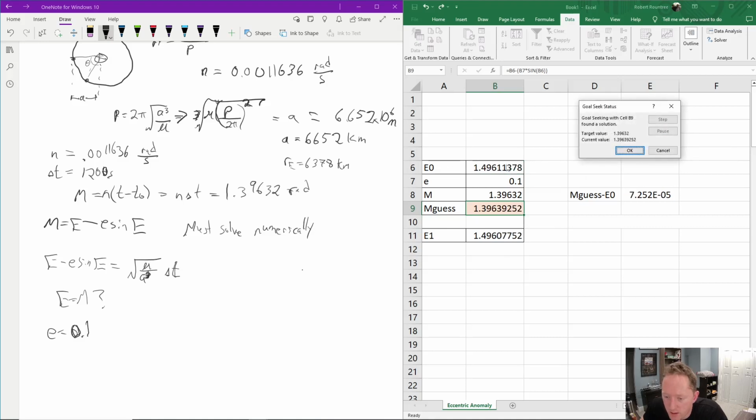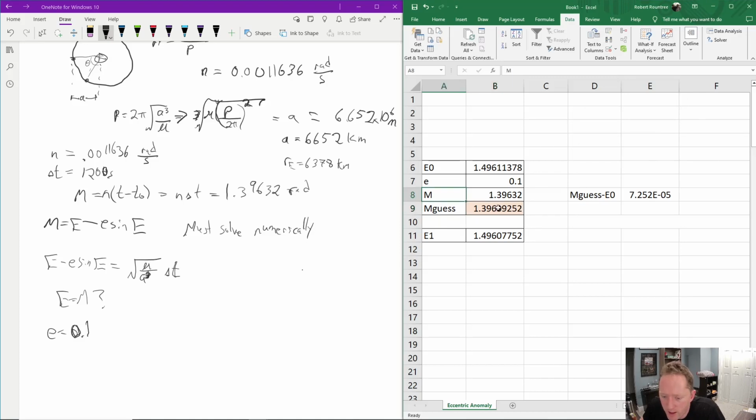All right, we got the solution. Pretty good solution. Yeah, it's off by, I don't know, maybe the 10,000th place. So you could manually get it closer at this point if you wanted to, but this is pretty good. So it came up with an E of 1.49611. And yeah, that's pretty much that. So that will give you your E, and from there you can go and use your next equation to find true anomaly. I'm going to go ahead and show the Python script to do this as well, because that's just another method you can use.